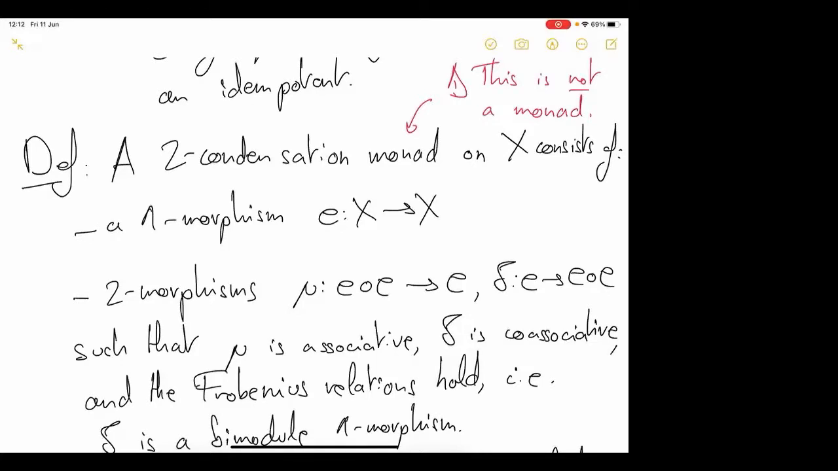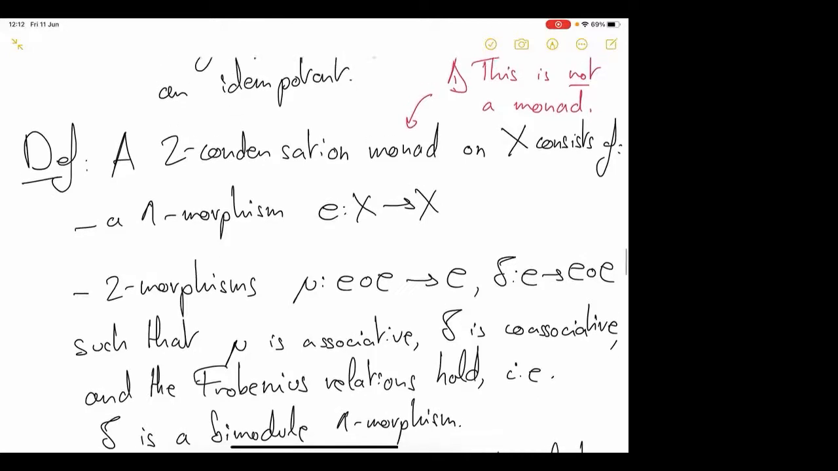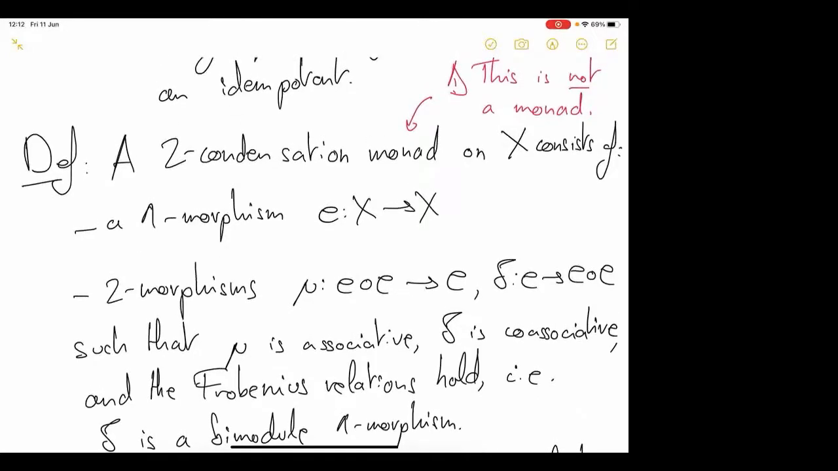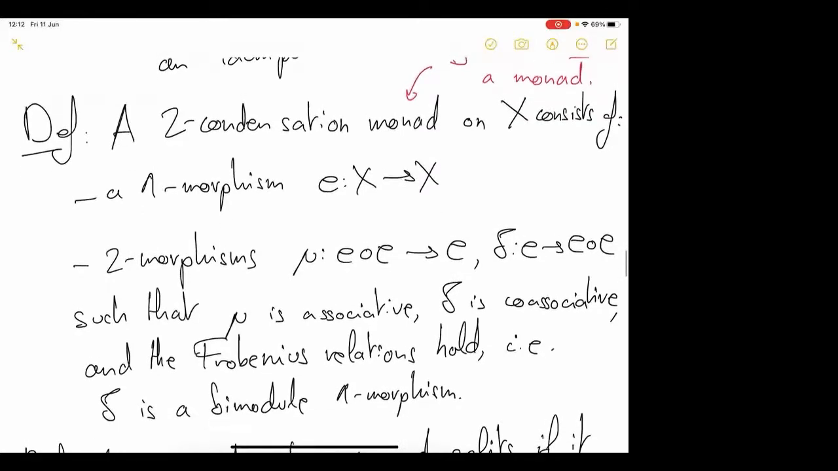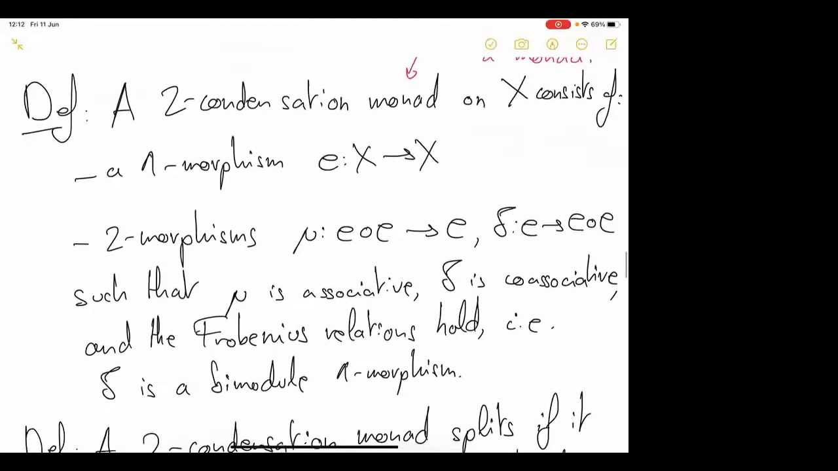it's not a monad. Again, I didn't choose the name. You can go complain to Theo Johnson-Freyd if you're upset by the fact that it's not a monad. But in any case, a two-condensation monad on some object X of C is going to be a one-morphism E together with two morphisms, mu and delta. So mu should be thought of as some kind of multiplication and delta as some type of co-multiplication.